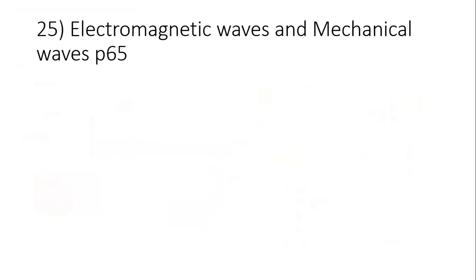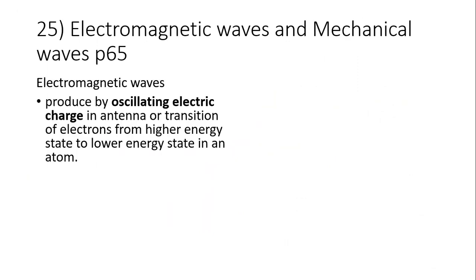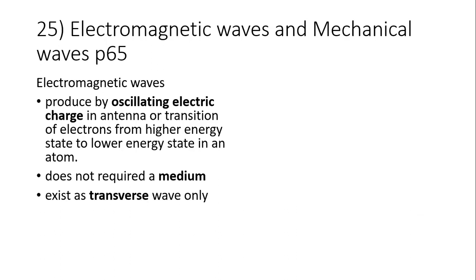Page 65. The difference between electromagnetic waves and mechanical waves. Electromagnetic waves are produced by oscillating electric charge in an antenna, or later on we will study transition of electron from higher energy level to lower energy level in an atom. Does not require a medium, right? Can pass through vacuum. Exists as transverse wave only. Speed is constant for all waves in vacuum. That means it can be ultraviolet, can be infrared, all will have the same speed.